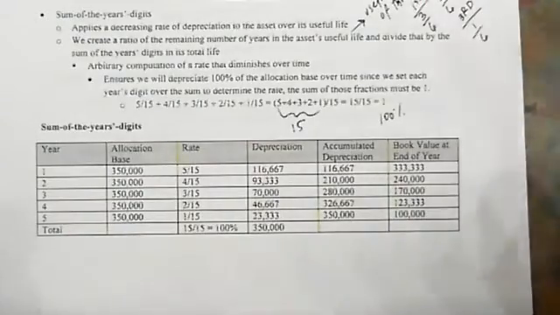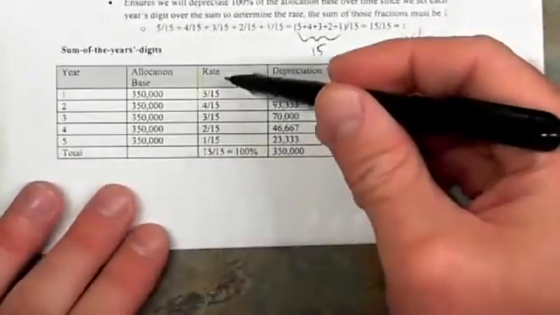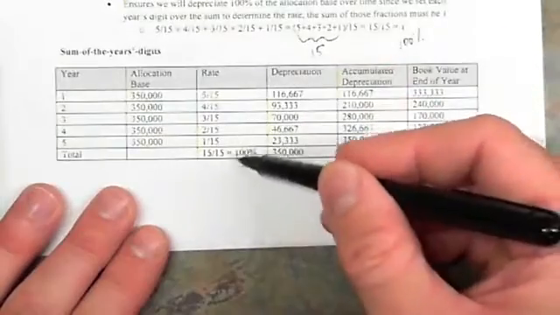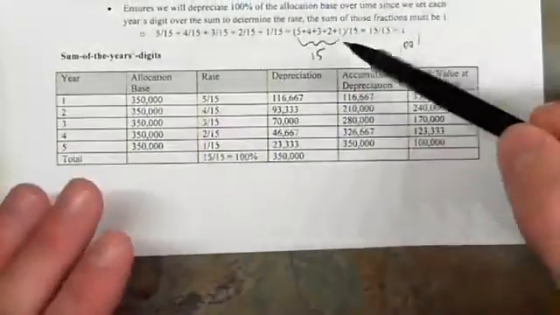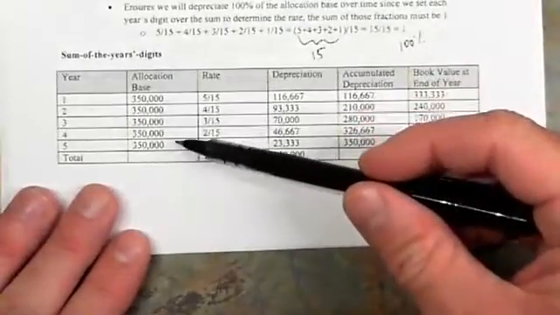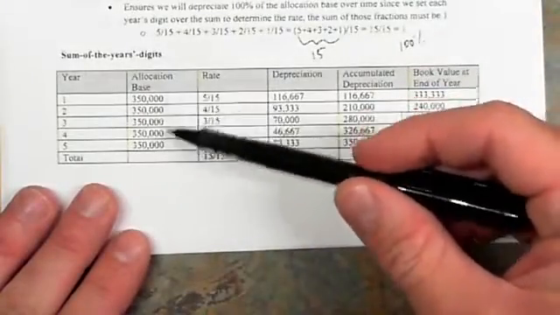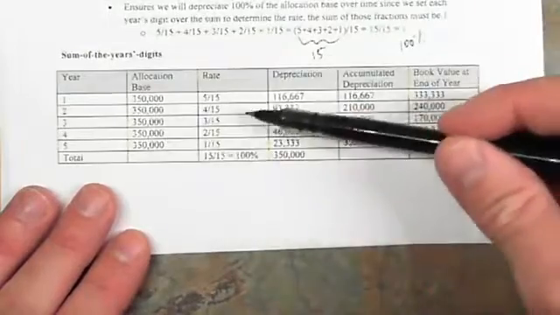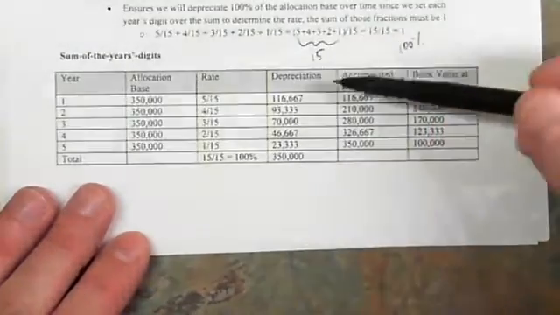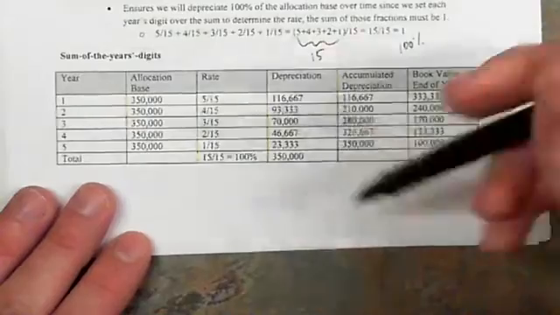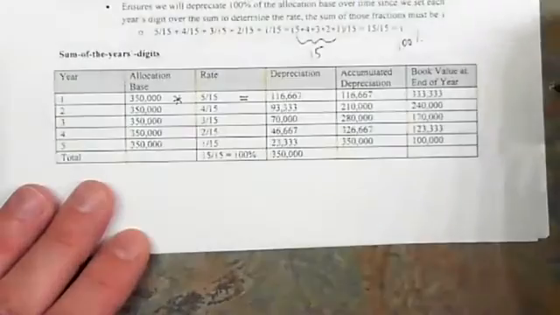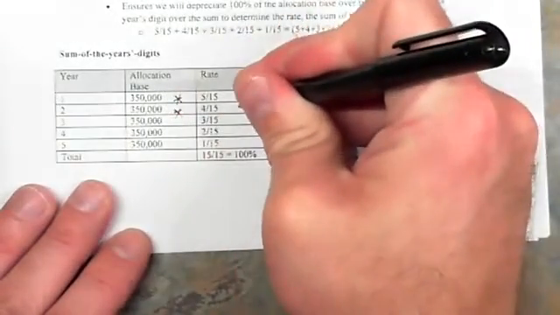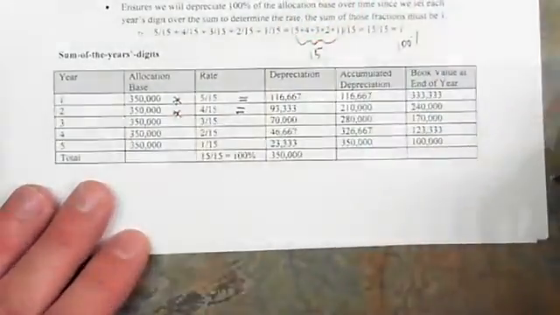Again, just an arbitrary way of me getting a rate for each year that will sum up to having allocated 100% of this over the entire useful life, right? So 5 years, my allocation base is set. Again, that's the acquisition price minus the salvage. The rate is declining over each year. Depreciation is then calculated by taking the allocation base, multiplying it by the rate. That gives me the depreciation for the year, every year, and so on and so forth, all the way down.